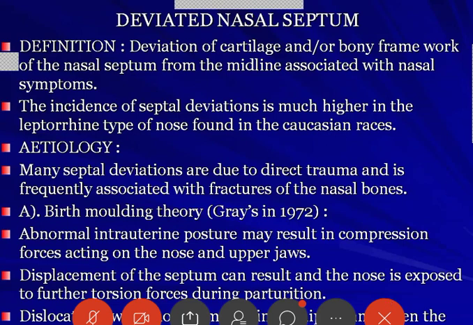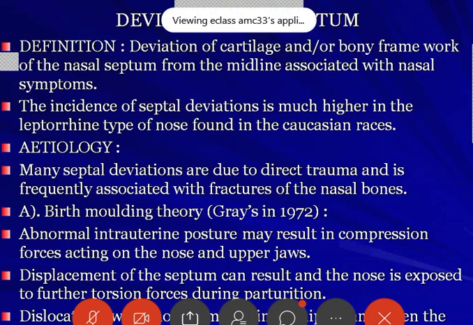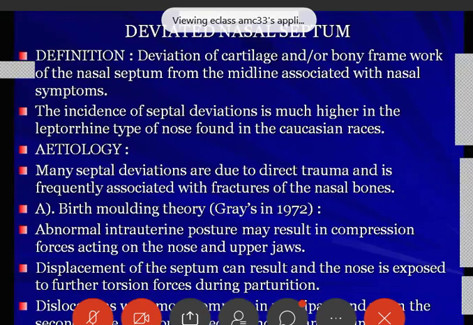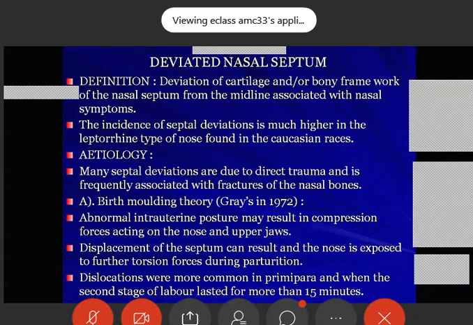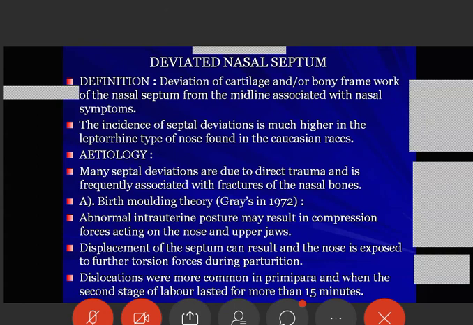So the etiology of the deviated nasal septum: many deviations are due to direct trauma or a hit on the nose. The nose is the most prominent part of the face. Whenever you get hit by any object, first the nose is struck by the object. So mostly the nose gets injured in a direct trauma and is frequently associated with fractures of the nasal bones.